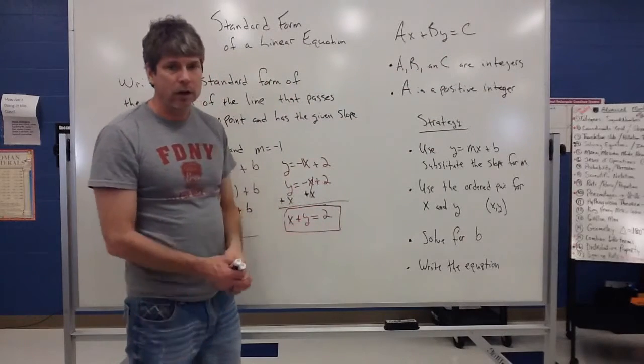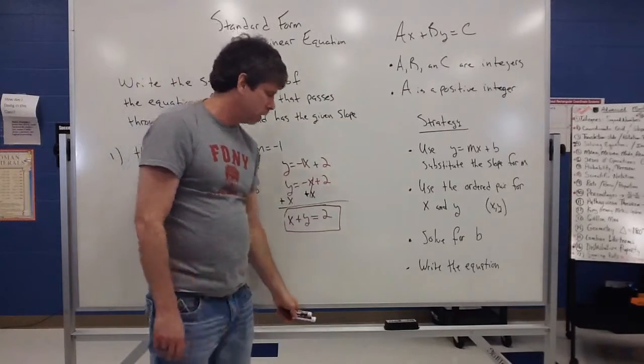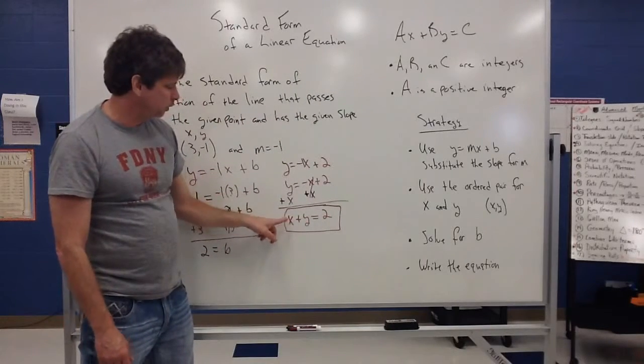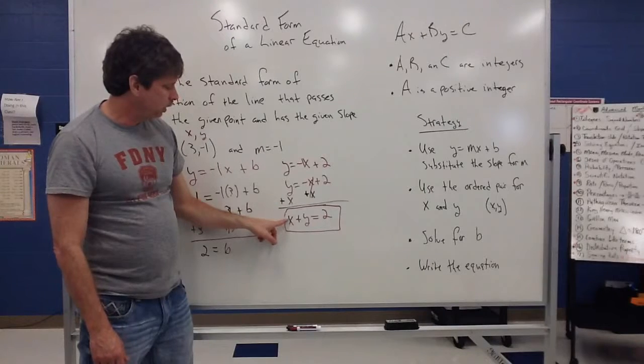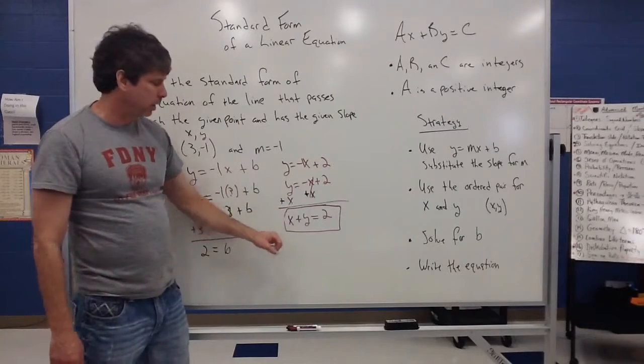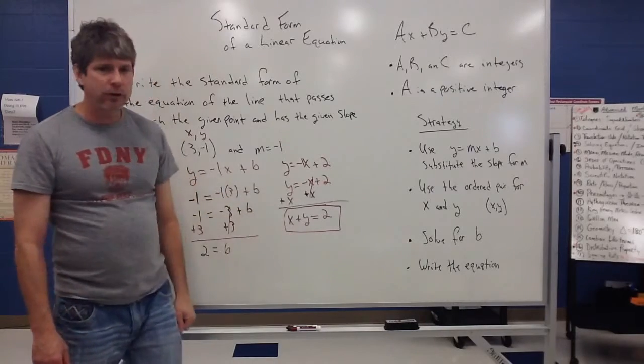So those are all positive integers. The key is these all have to be whole numbers, positive or negative whole numbers, which we call integers. But more importantly, the number in front of x has to be positive to be what we call standard form. So we are good to go. Let's see if we can do another example.